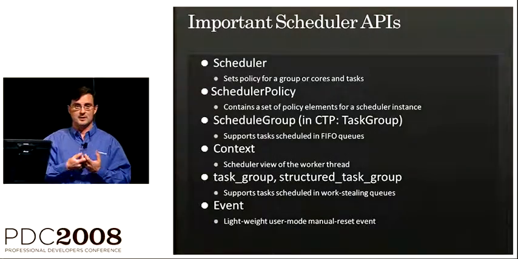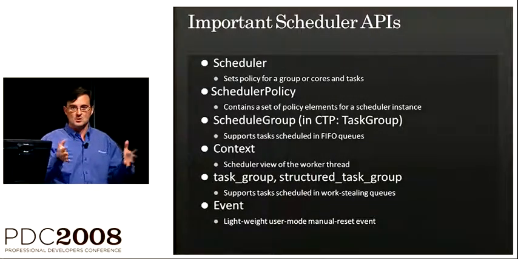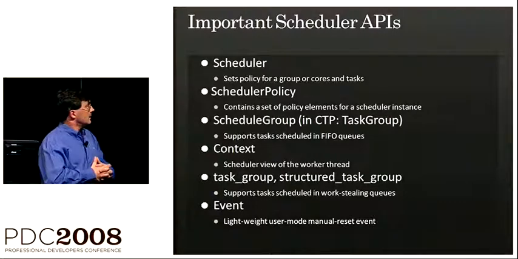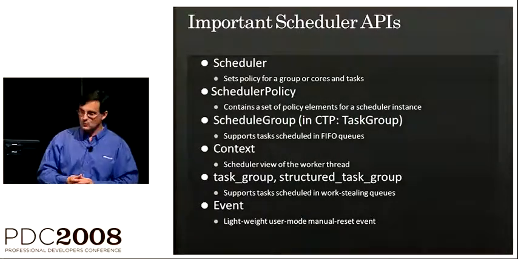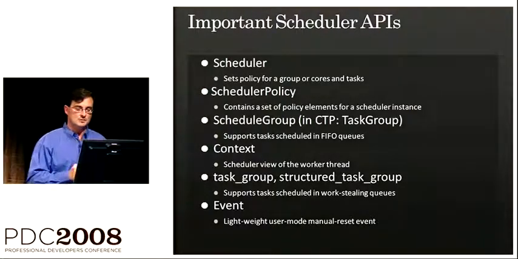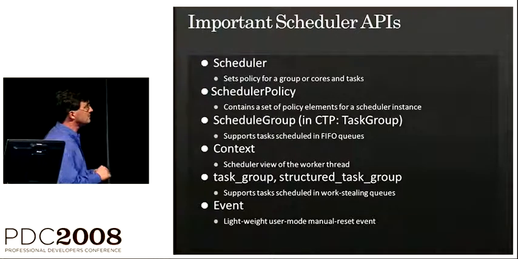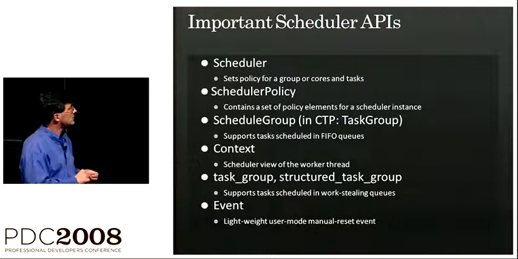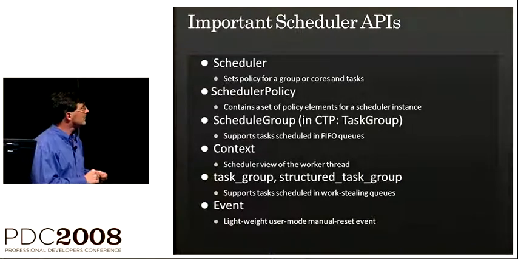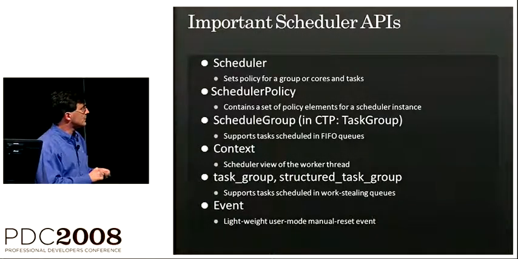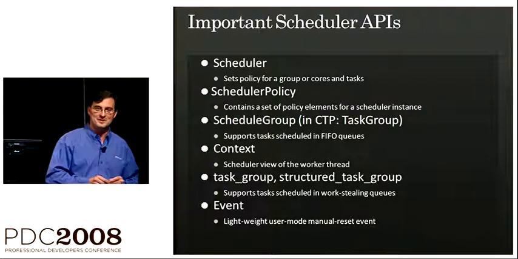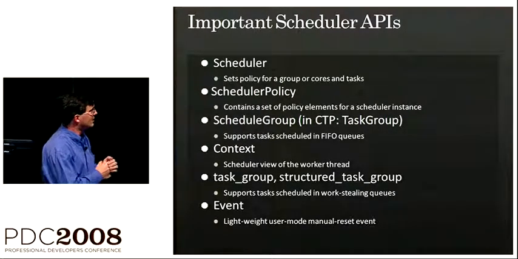This is really an overall collection of dispatchers, is one way of looking at it, with a particular common set of policies. We have a scheduler policy, which contains a set of policy elements. We have a schedule group, which confusingly is called task group in the CTP. And this supports task scheduling FIFO queues, and it also contains the work stealing queues, but it doesn't have the APIs for the work stealing queues. Contexts, which, well, we talked about what that is. And now, task group, little lowercase task group and structured task group, and we have an event.